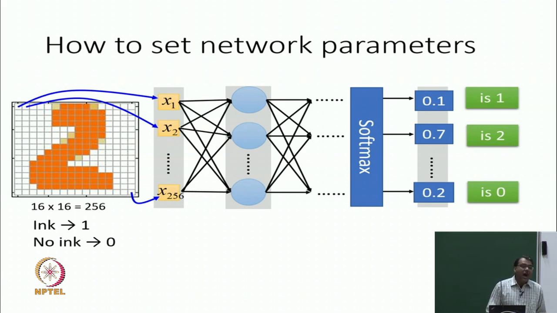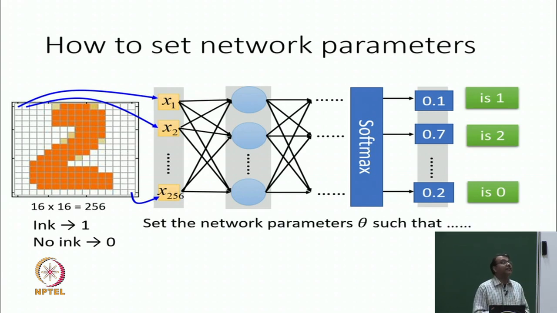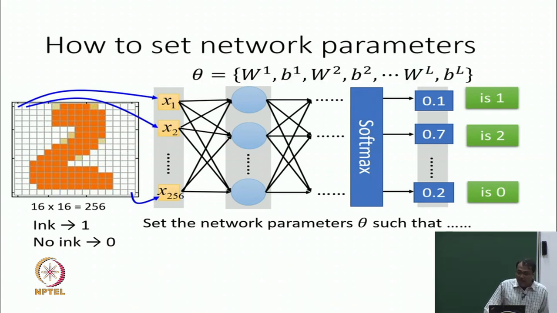Now, how do I want to set these parameters? Let me use the term theta for all the parameters cumulatively. Theta is the set of all parameters. How do I want to set this parameter theta? I want to set it such that it makes correct predictions, as simple as that.